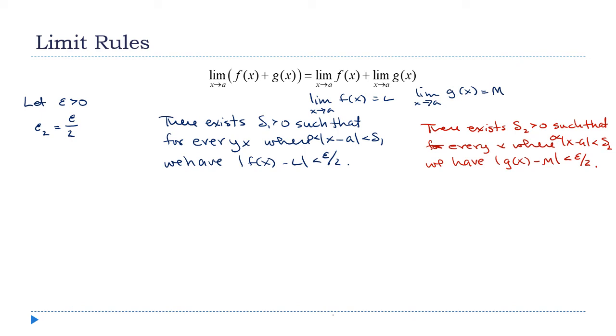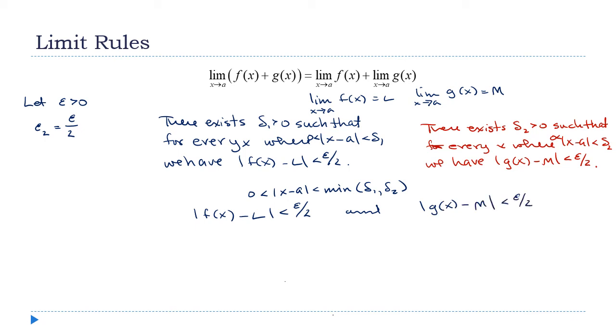Okay, so now what? Let's see. If 0 is less than the absolute value of x minus a, which is less than the minimum of these two deltas, then what do we have? Then the absolute value of f of x minus L is less than epsilon over 2, and the absolute value of g of x minus m is less than epsilon over 2.